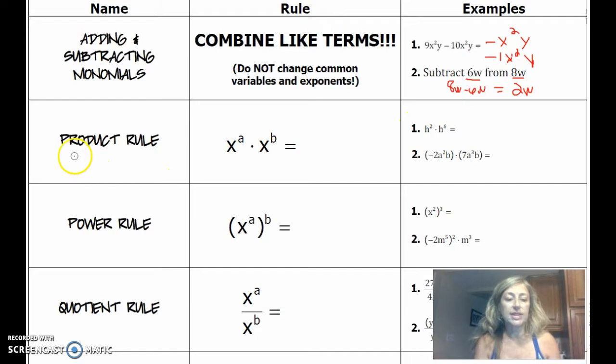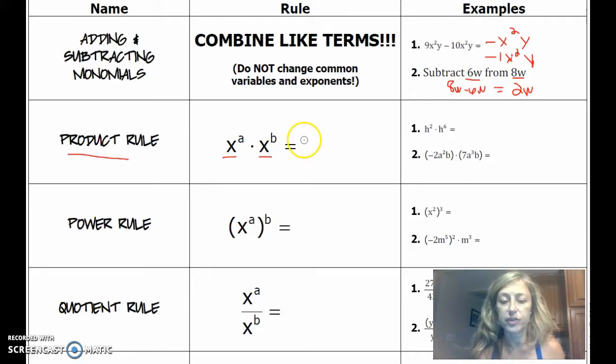This next one is the product rule. Product means multiply. I know it's been a long summer, but product means multiply. If I'm multiplying two bases that are the same, all that I have to do is add the exponents. And I'll prove it to you in a second, but this is the rule you need to write down so you don't forget. So basically, if the bases are exactly the same, all that I have to do is add the exponents. I'm going to prove it to you.